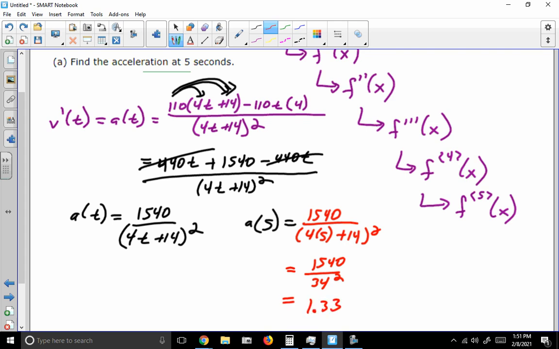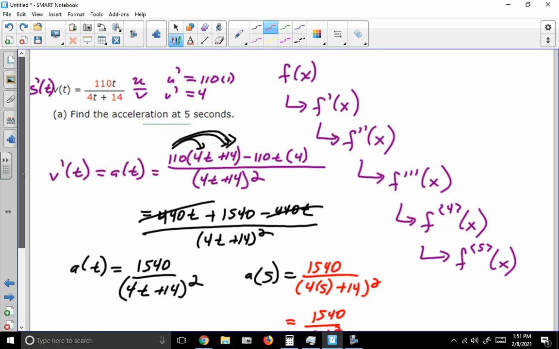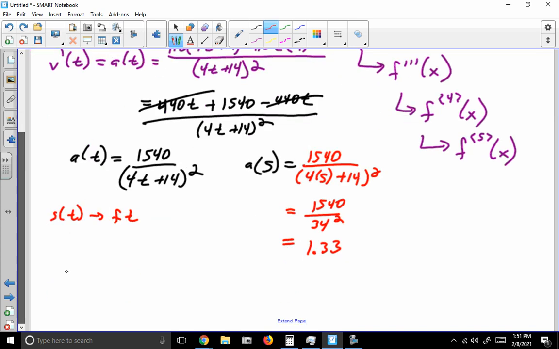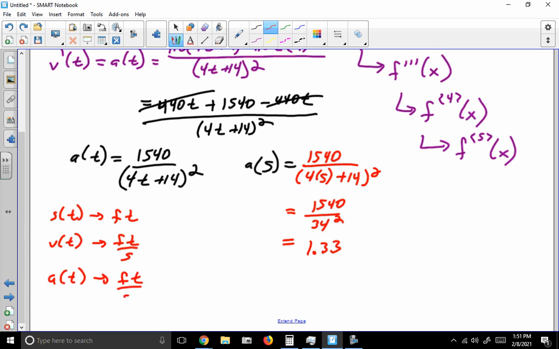So if position is in, give us units here. They didn't give us units here. But if position were in feet, change in position would be in, for example, feet per second, and change in velocity would be in feet per second squared. So if this were feet, this would be 1.33 feet per second squared. Like I said, I don't think they give us units here.